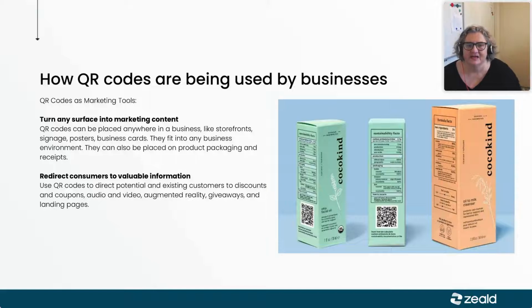So it's about adding extra information, either about the product, the sustainability, adding value such as the recipes, adding more information about the art products. Like all of those examples, you can use the QR codes to direct potential or existing customers to discounts, coupons, audio, video, augmented reality, giveaways, landing pages. You're basically adding more informational value to your products or about your business through using them.